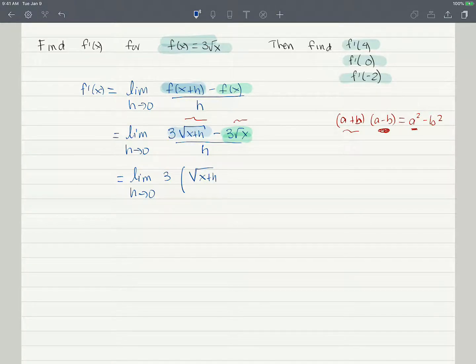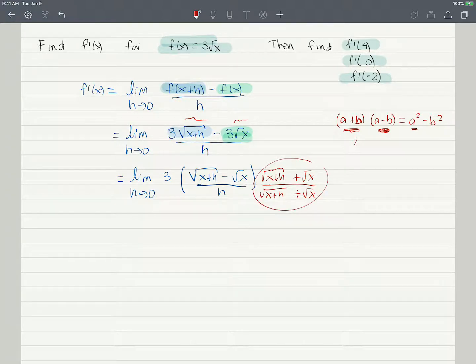X plus h minus root of x over h, okay? And what I'm going to do, so factor the 3, what I'm going to do is multiply by this a plus b, which in this case is going to be root of x plus h plus root of x over root of x plus h plus root of x. Why am I allowed to do this? Because this thing I'm multiplying here is really just a number 1, right? So nothing is affecting my answer from before. But by doing this trick, what I gain is that this becomes this.